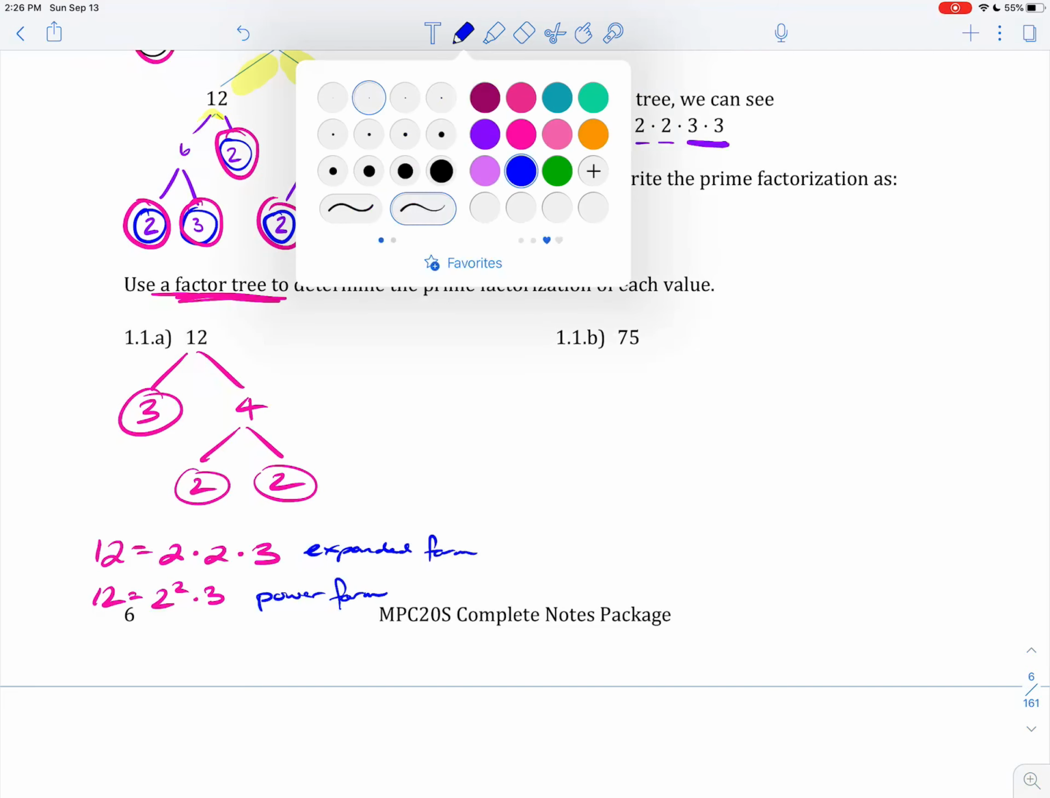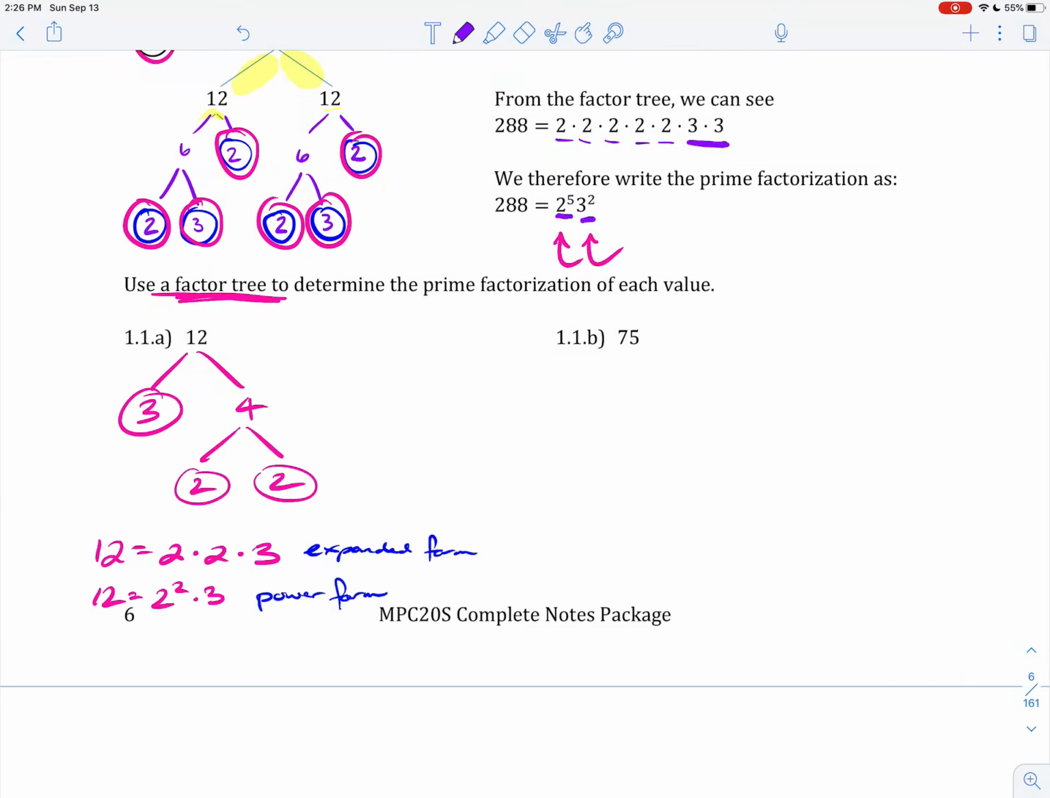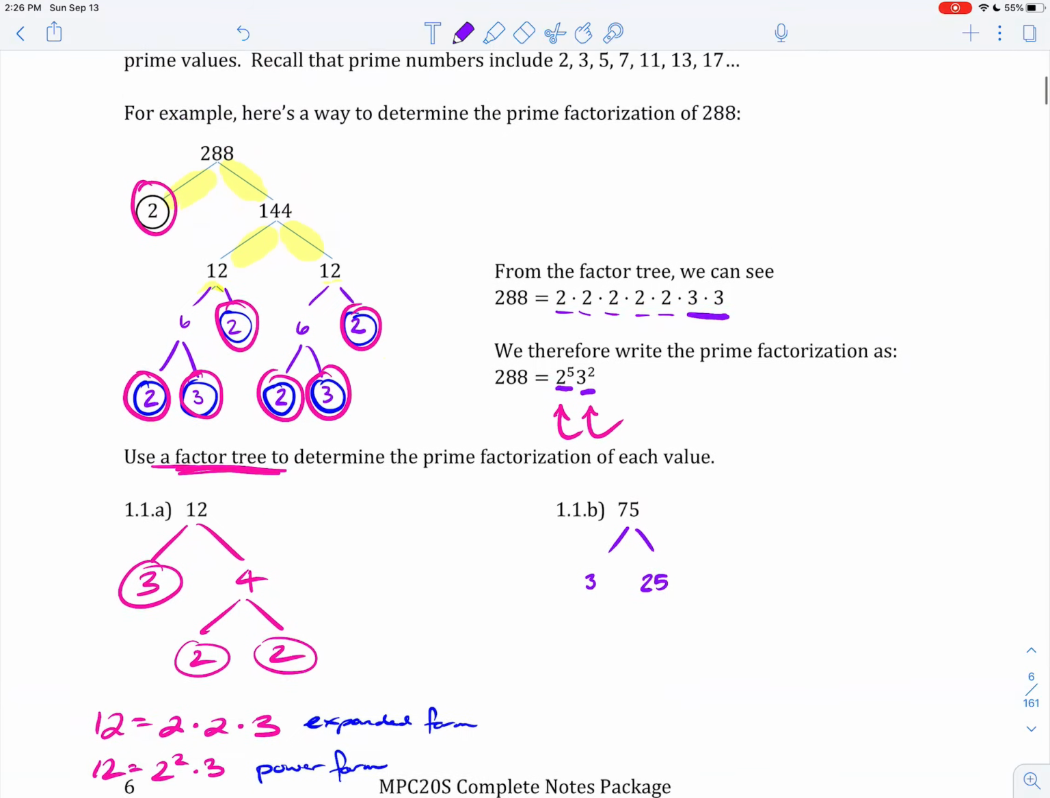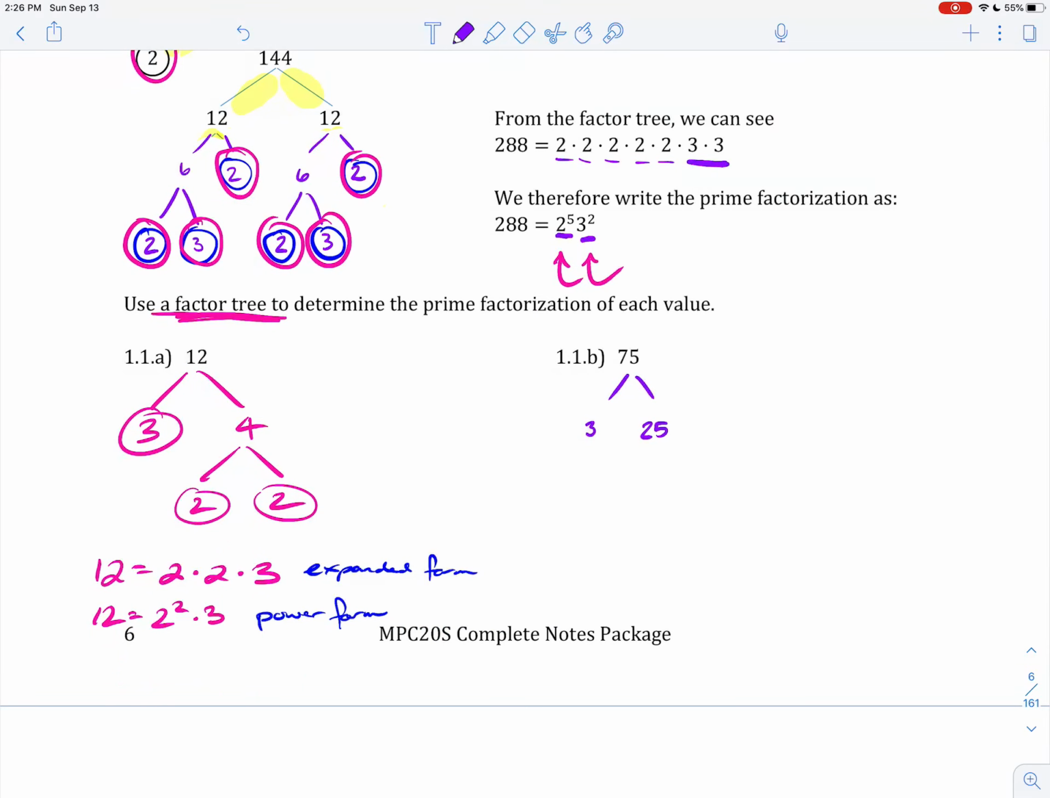All right, and we could do other examples here as well. So if I'm looking at this 75, the first thing that comes to my head is 3 times 25. You might see 5 times 15. It doesn't actually matter, like we talked about before. 3 here is prime, but 25 isn't. And 25 I see as 5 times 5, and both of those 5s are prime. So my final answer here in expanded form would be 75 is equal to 3 times 5 times 5. Or we could write it in power form as 75 is 3 times 5 squared.